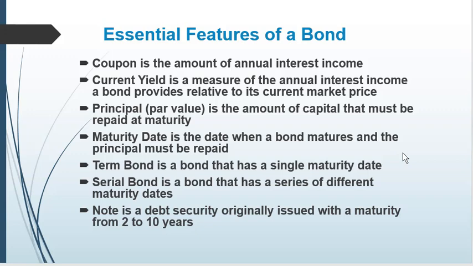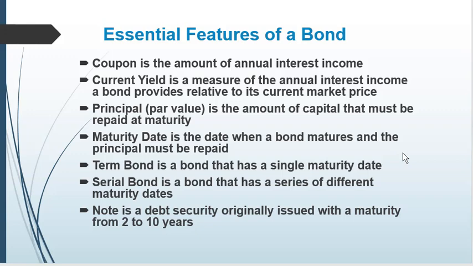The principal is the amount of capital that has to be repaid at maturity. For a majority of the debt, probably 99% of it, that principal amount is always going to be $1,000. Debt matures. Stocks don't mature. So the maturity date is when the bond becomes due and the principal has to be repaid. A term bond is a bond that has a single maturity date. A 30-year bond is a bond that is due 30 years from today.